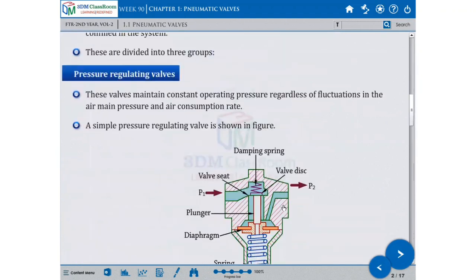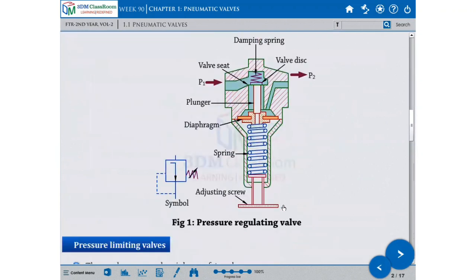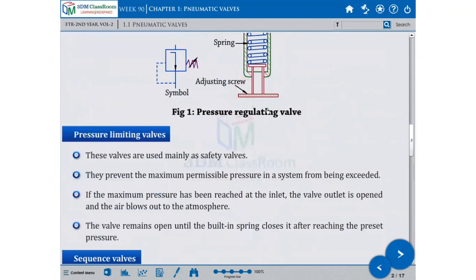This is the pressure regulating valve. How does this regulate? There is P1 and P2 given here. You have to adjust the spring against it, and this is the symbol for this pressure regulating valve. These valves are used mainly as safety valves.